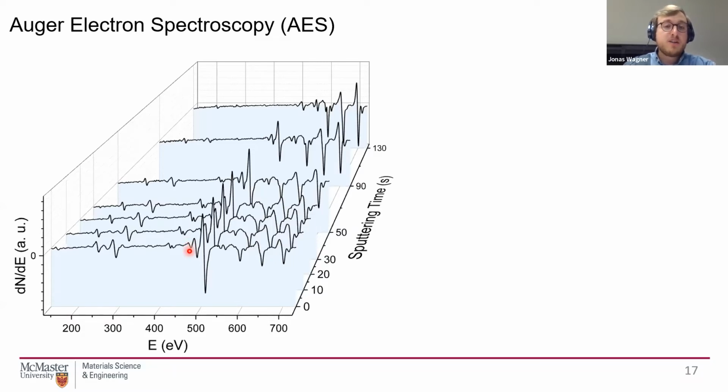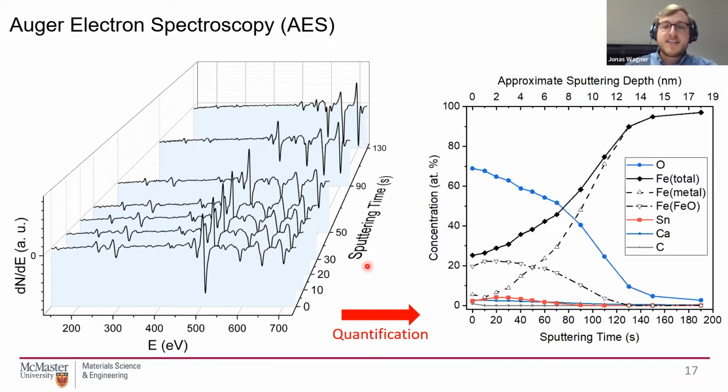If we want to do elemental depth profiling, we would just repeat this acquisition of those spectra, but between each spectrum, we would turn on the ion gun for a specified amount of time. And so we would end up with such a set of different spectra. What we actually want is a depth profile. That means concentration versus depth. So how do we get to that?